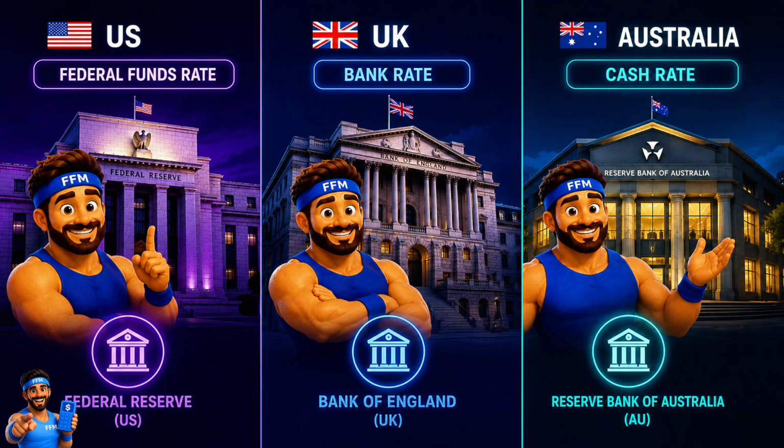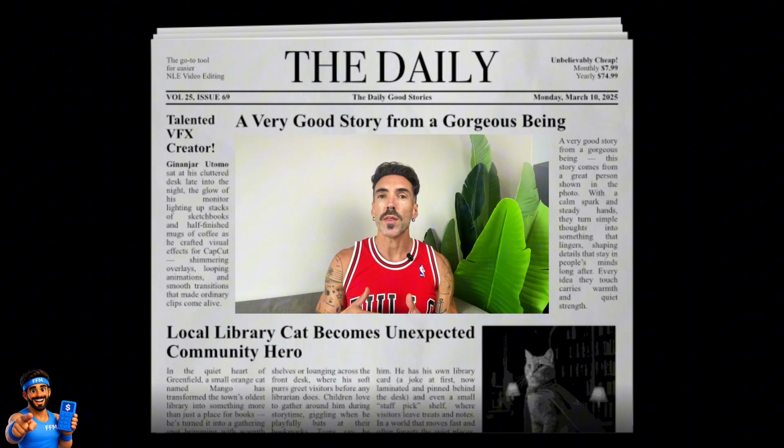Now, there's one interest rate that sits above all others, the one that influences everything else. In the US, it's called the federal funds rate. In the UK, it's the bank rate. In Australia, it's the cash rate. Different names, same idea. It's the rate at which banks lend money to each other overnight, and it's set by the central bank, the Federal Reserve in the US, the Bank of England in the UK, and the Reserve Bank in Australia. When you hear the Fed cut rates or the Bank of England raised rates, this is the rate they're talking about. And because it's the baseline rate for all lending in the economy, when it moves, pretty much everything else moves with it. Your mortgage, your savings account, your credit card, your car loan, all of it.